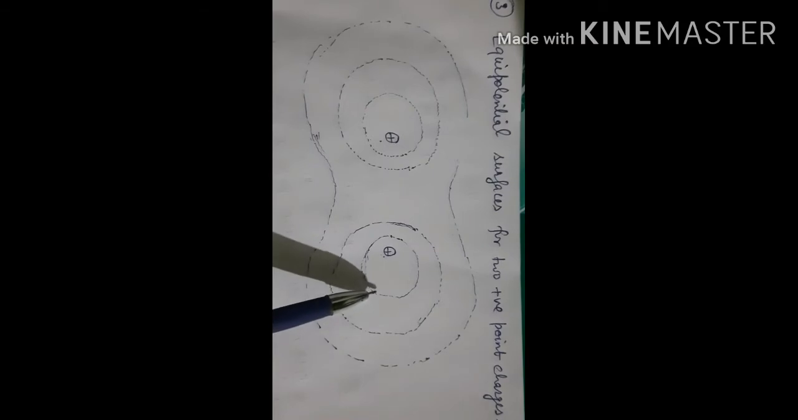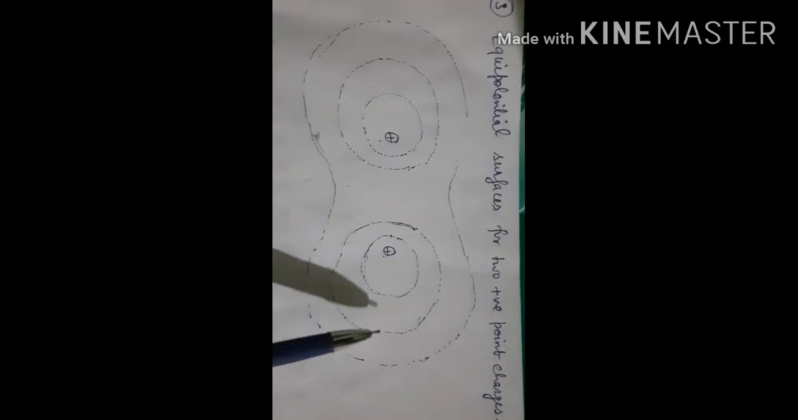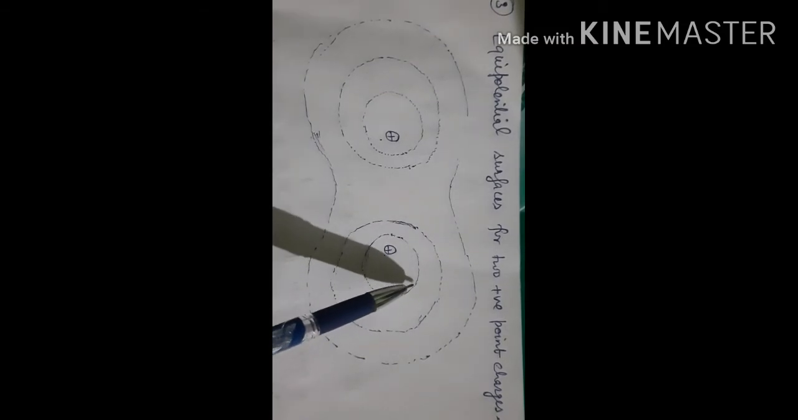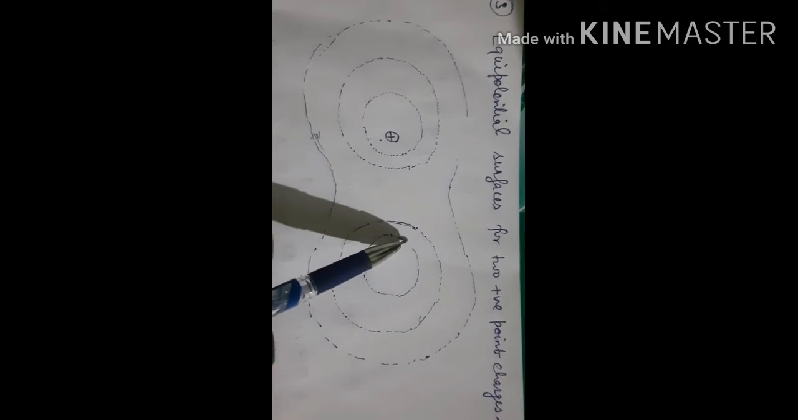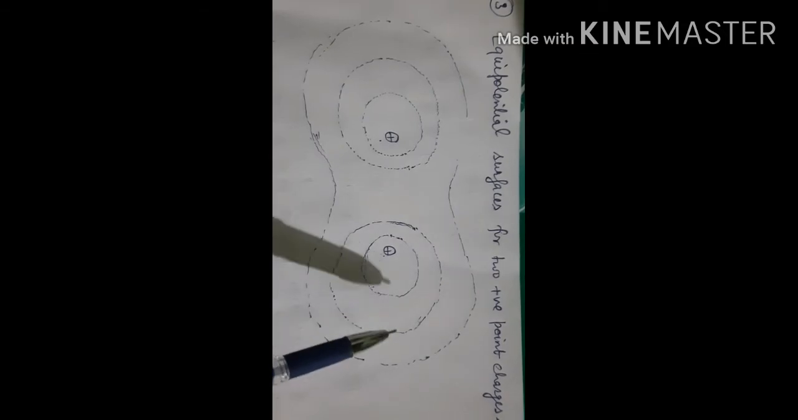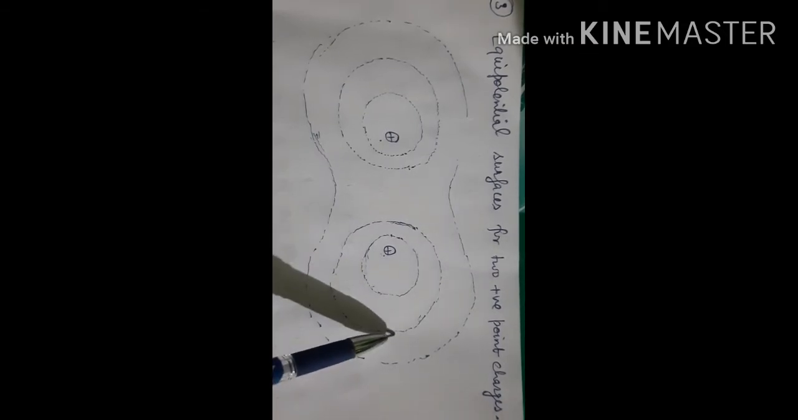One thing you should note is that each of these individually is an equipotential surface. This doesn't mean the potential of this sphere is equal to that of this sphere. It only means that the potential at each and every point on this sphere is equal. So this forms an equipotential surface. This is another equipotential surface.